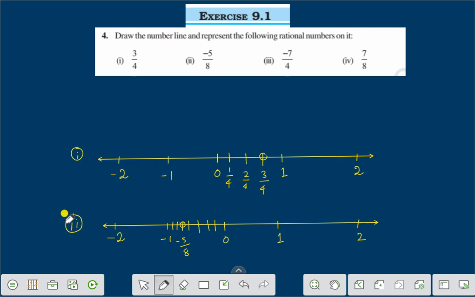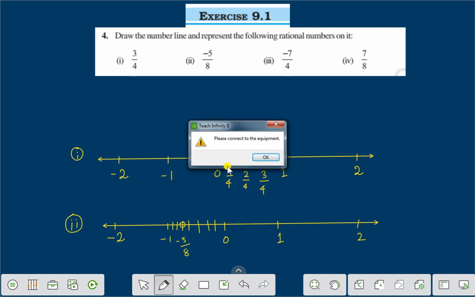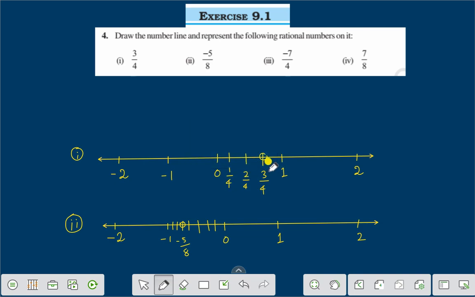Here you see, in the first case we have divided this 0 to 1 into 4 equal parts, 1, 2, 3, 4. So this is 1 by 4, this is 2 by 4, this is 4 by 4, which means 1, right? Here you see the negative side, 0 to minus 1, we have divided this part into 8 equal parts, that is 1, 2, 3, 4, 5, 6, 7, 8. I mean this is minus 1 by 8, this is minus 2 by 8, this is minus 3 by 8, this is minus 4 by 8 and this point is minus 5 by 8.